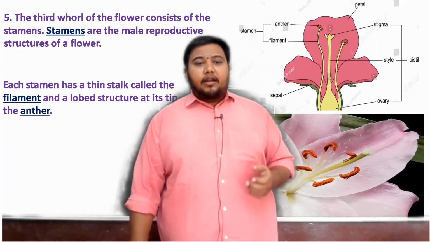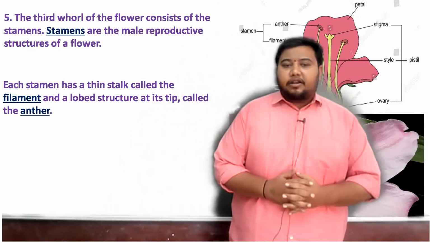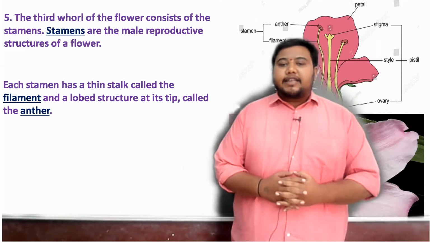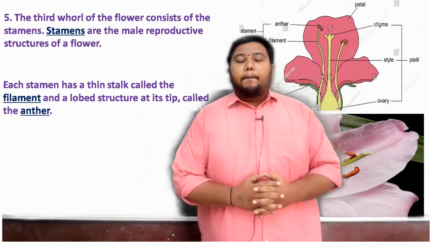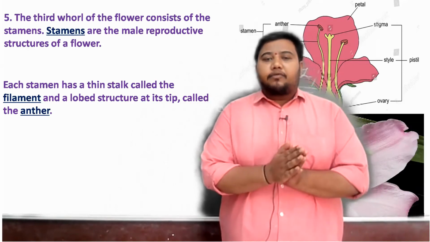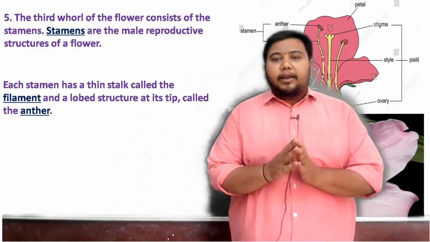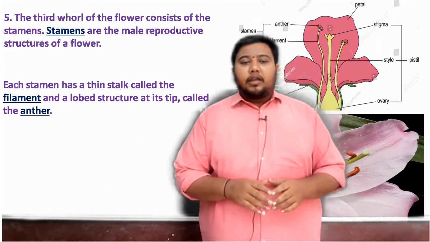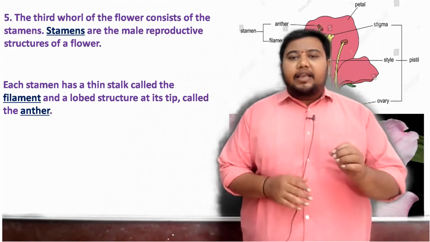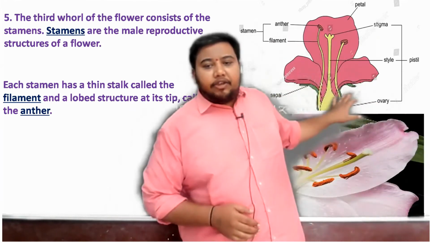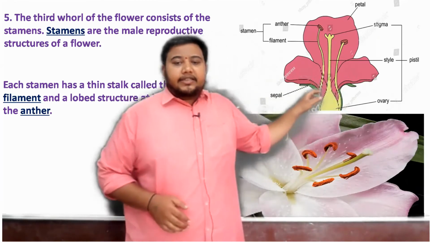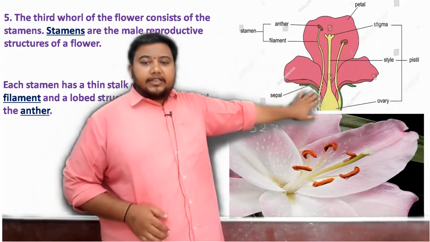Next, the third whorl, or the third layer of the flower, consists of stamen. It is the main reproductive structure of the flower. Each stamen has a thin stalk-like structure. You can see here, this is the stamen.